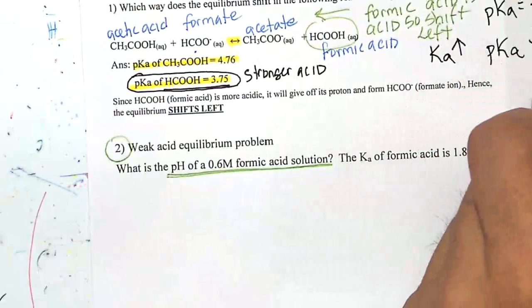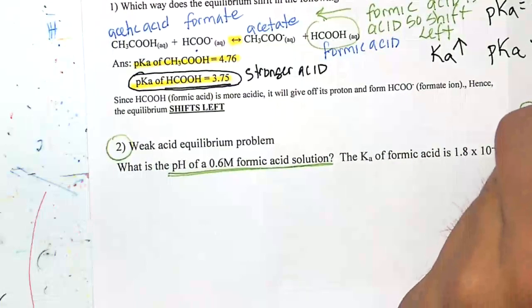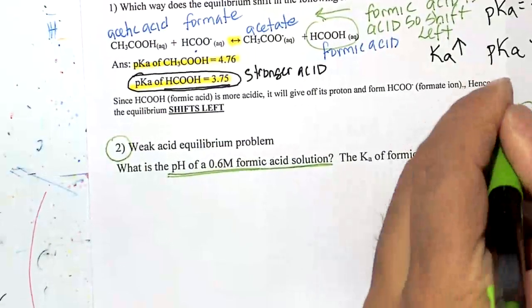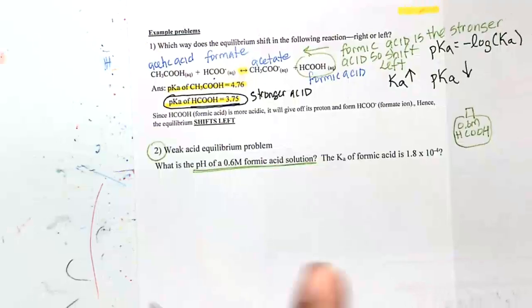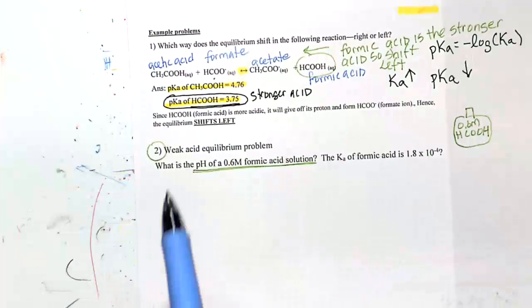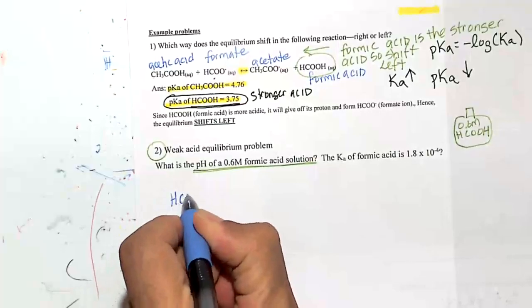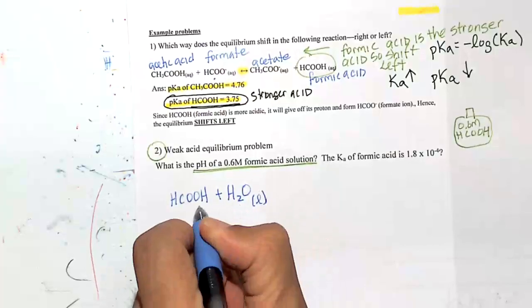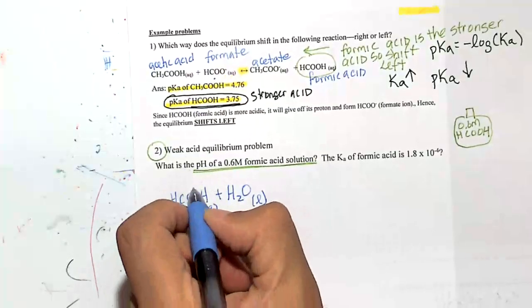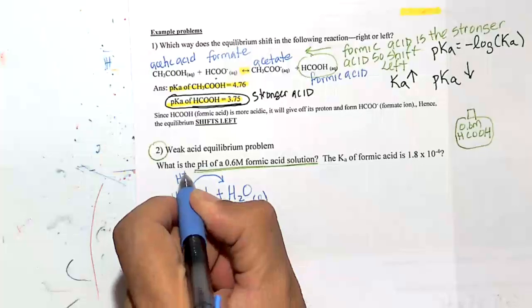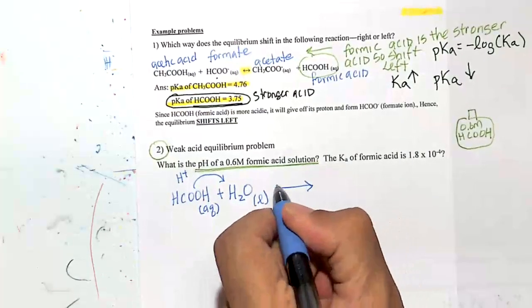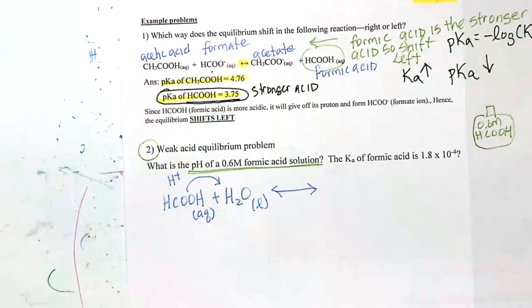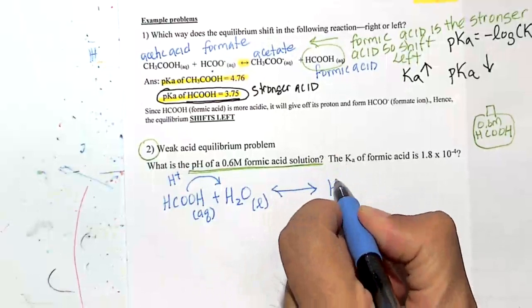It's a weak acid. So if I were to draw a bottle of formic acid, this is the formula for formic acid. I'll give you the formula. What do acids do with water? And this is a weak acid, as you guys mentioned, so you have to start this problem by writing the equation.